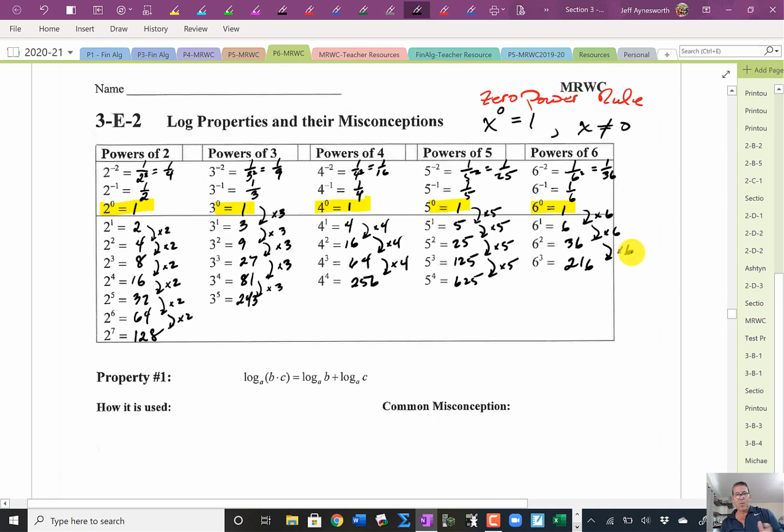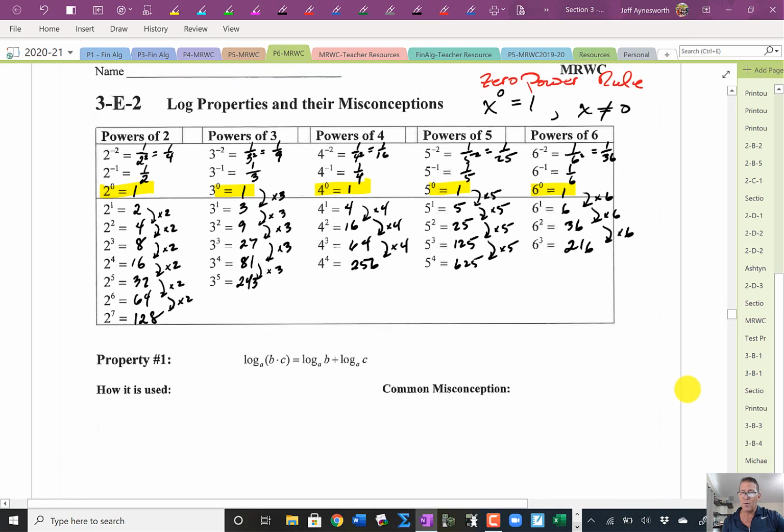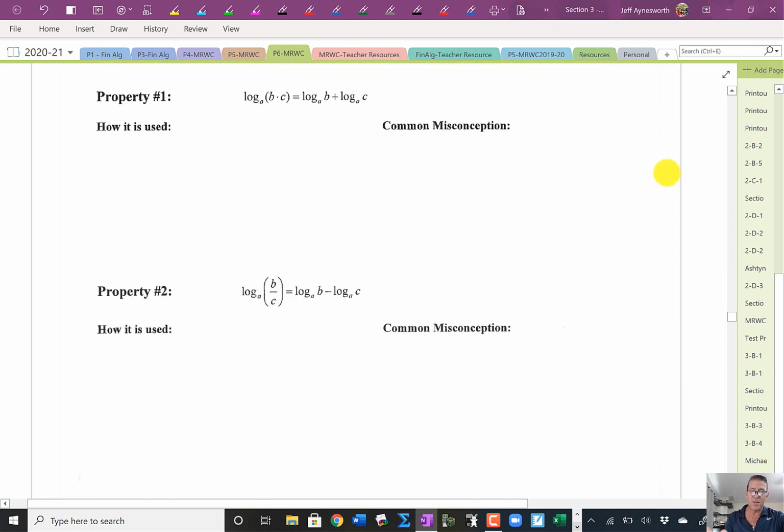So you got to be good at your powers in exponentials to be good at logarithms, because every logarithm is an exponential, okay? So what we're going to do now is get into a little discussion on log properties, how they're used, but also their misconceptions, so you can see how to use them and how not to. And this just comes from teaching this stuff over the years. I've seen people use them well and not well, so this is what I've seen.